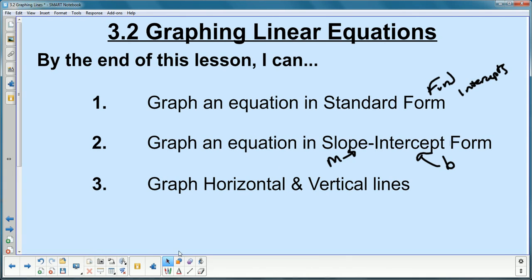And lastly, we did horizontal lines that only move left and right. They were going to be y equals some number, or vertical lines that move only up or down. Those are going to be x equals some number.